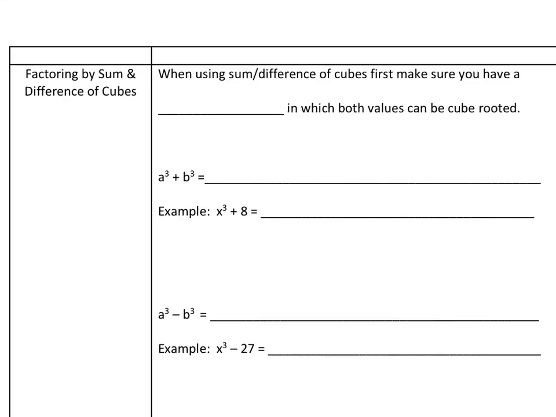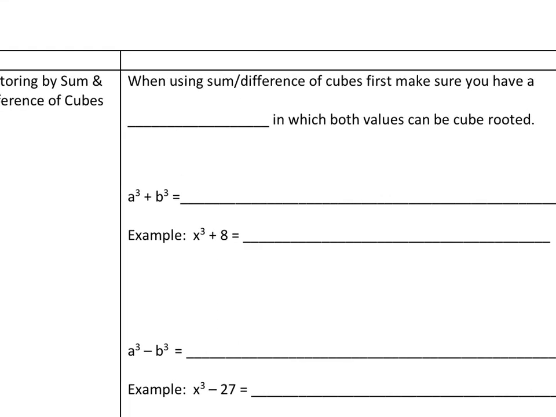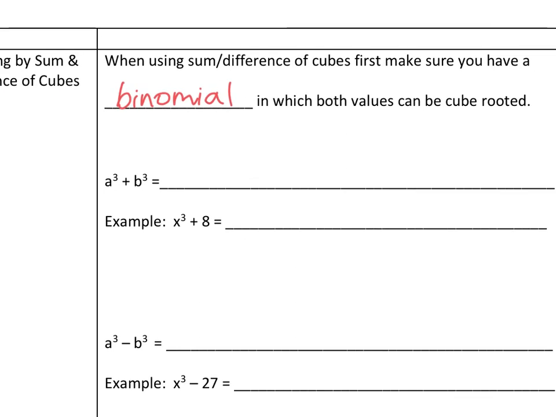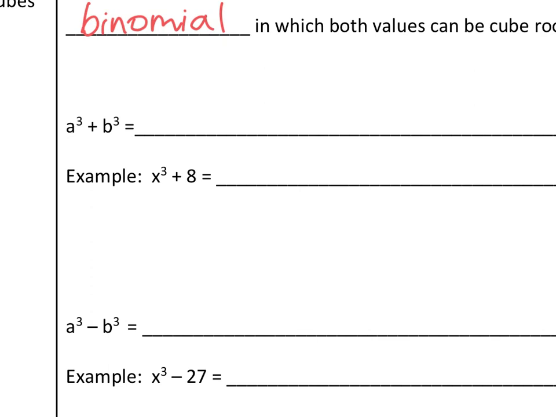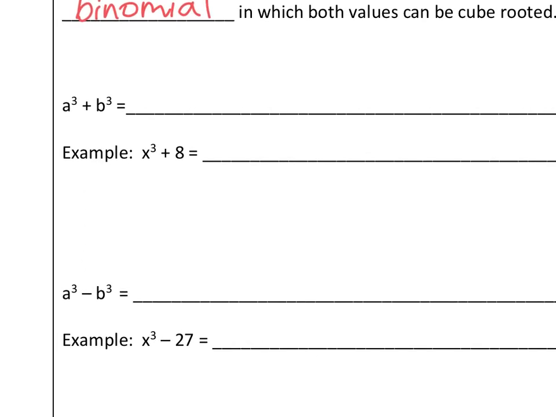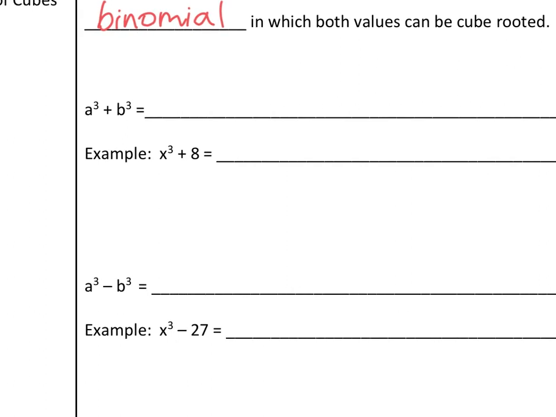Cool. Factoring by sum and difference of cubes. When using sum and difference of cubes, first make sure that you have a binomial, which just means 2 terms, in which both values can be cube rooted, okay? And how these work. The first one, I'm gonna give you just the formula.